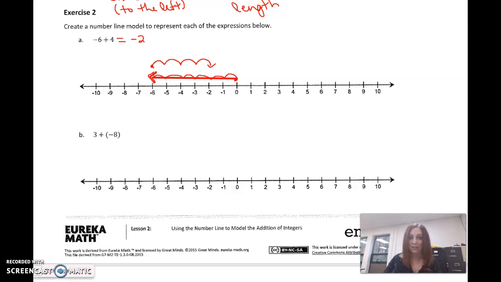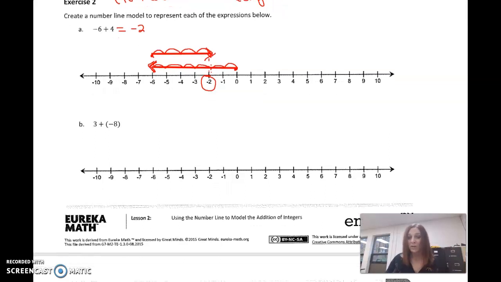So I go left 6, and then from here I go to the right 4. And you can see that I put my solution of a -2. Okay? I want to make sure we're answering the question being asked. And what is the answer? It is a -2. Okay? So you can use that bump method with the vector over it, or we can just use vectors.